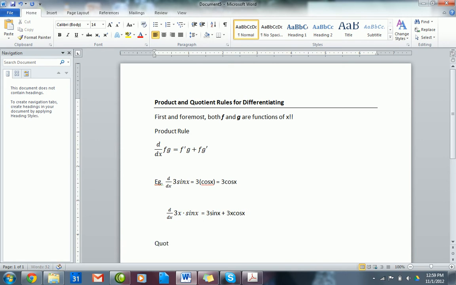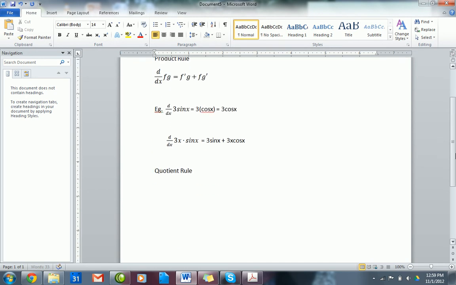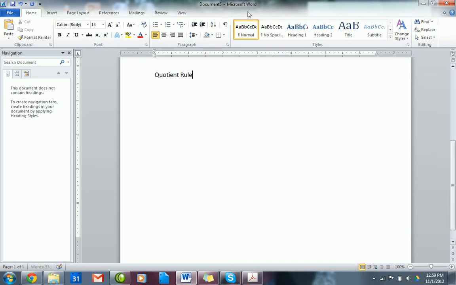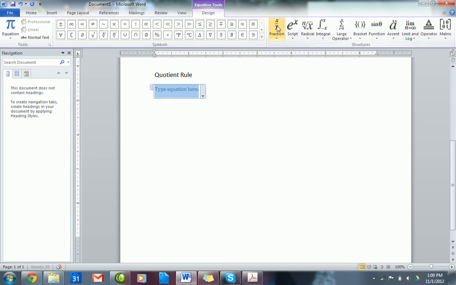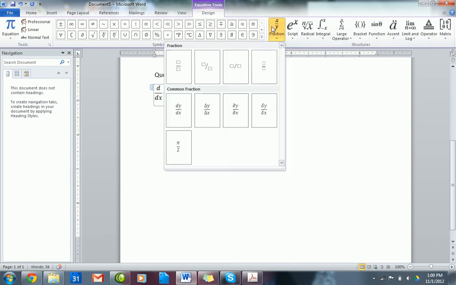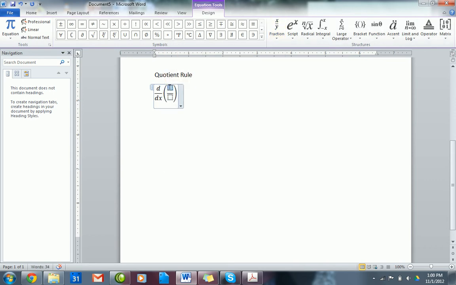The next rule is called the quotient rule. The quotient rule, much like the product rule, deals with differentiating functions. The quotient rule deals with differentiating the ratio of two functions. So I'll write it out really quick. I want to take the derivative with respect to x of the ratio of two functions, not two numbers, two functions, both an f and a g. And f has an x in it, and g has an x in it.